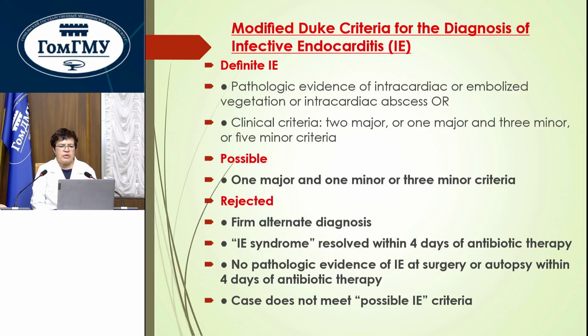Modified Duke criteria for the diagnosis of infective endocarditis. Definite infective endocarditis: pathologic evidence of intracardiac or embolized vegetation or intracardiac abscess, or clinical criteria: 2 major, or 1 major and 3 minor, or 5 minor criteria. Possible: 1 major and 1 minor, or 3 minor criteria. And rejected: firm alternate diagnosis.